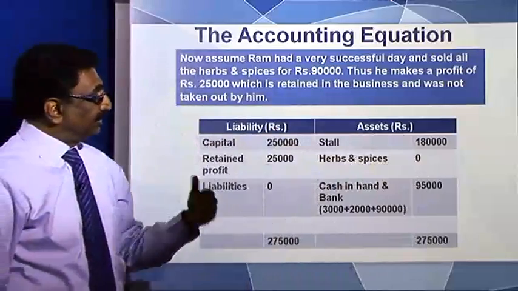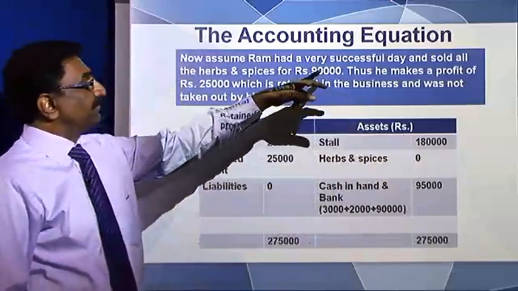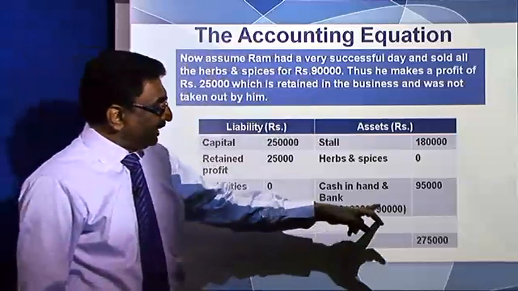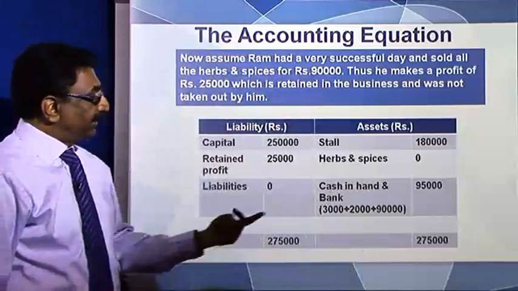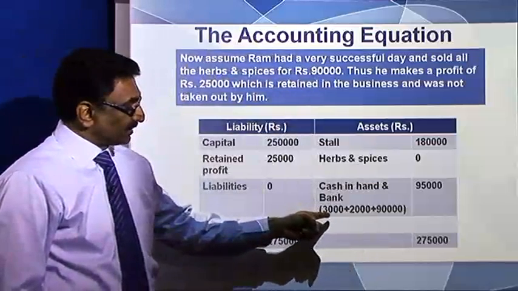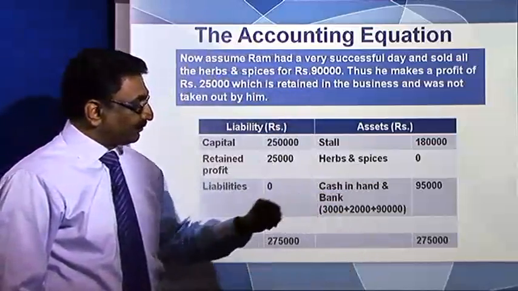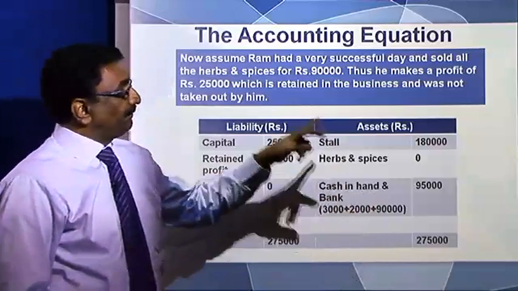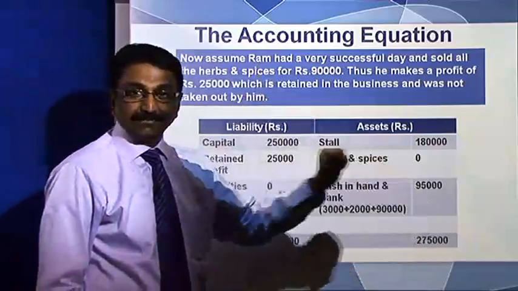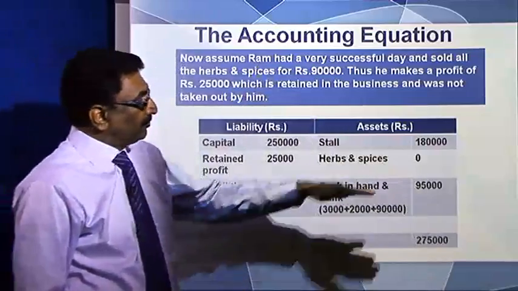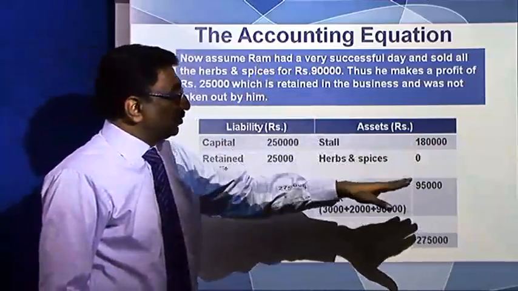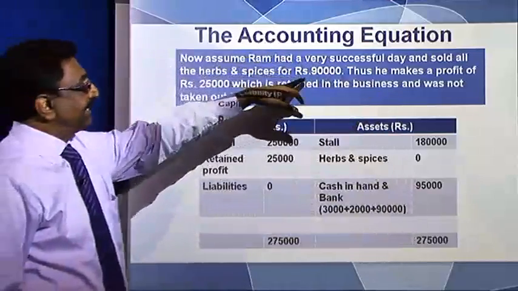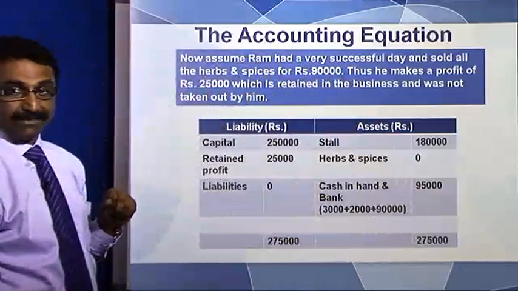So the cash has flown in, but what is the cash that has flown in? Because the sale price was 90,000 rupees, 90,000 rupees has flown in, and his old bank balance was 3,000, and the cash in hand was 2,000. The total cash and bank balance that he has after selling is 95,000. So that is the asset side. So what is the difference then between his cost price and selling price? That is the profit of 25,000.